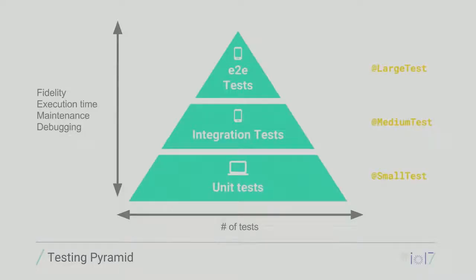So in software testing, there exists the concept of the pyramid, the testing pyramid. And this is made up of a number of layers. And each layer brings with it its own trade-offs that you're going to have to weigh.